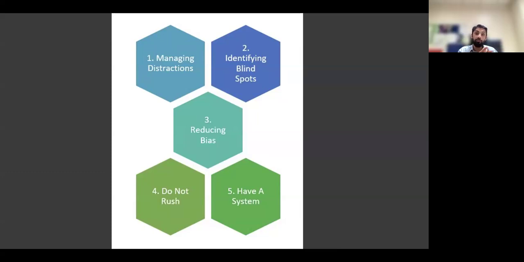Rushing often happens because you've been interrupted. Now you've got less time to do the same thing, and you think, well, I'm going to start all over again. And so, really, you want to give your mental, cognitive load a break, so then you can focus on the more important things.